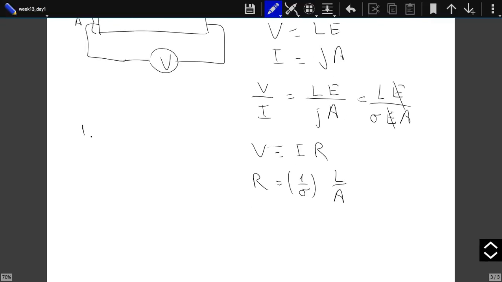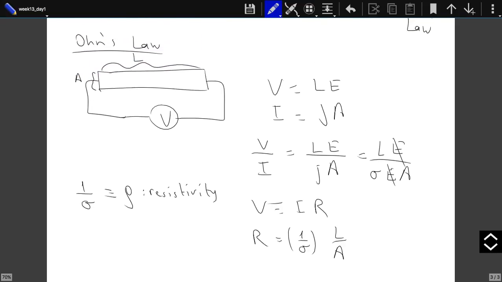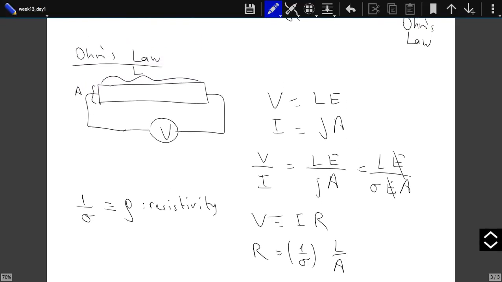Now 1 over sigma is usually defined as rho, the resistivity. Not the charge density rho, but the resistivity rho. If you have a conductor of an arbitrary shape, the basic idea is the same. Just calculate the potential difference, calculate the current running through your system, and take their ratio. Their ratio is just your resistance.